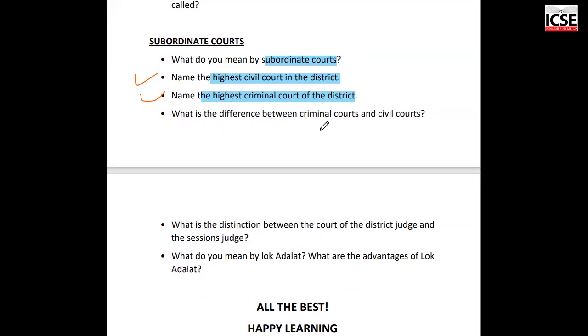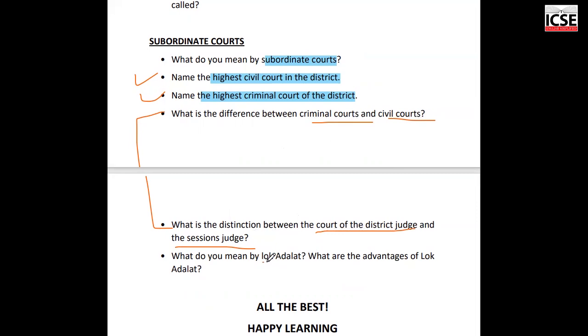Then, what is the difference between criminal courts and civil courts? Or what is the distinction between the court of the district judge and the court of the sessions judge? These two questions are same. Okay, these two questions are same. Please look at the difference. There's a nice table in your textbook. It's important, very important. Learn at least 3 points so that you are able to answer it well.